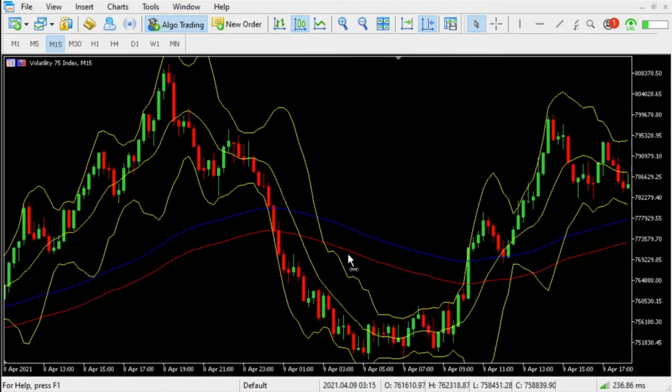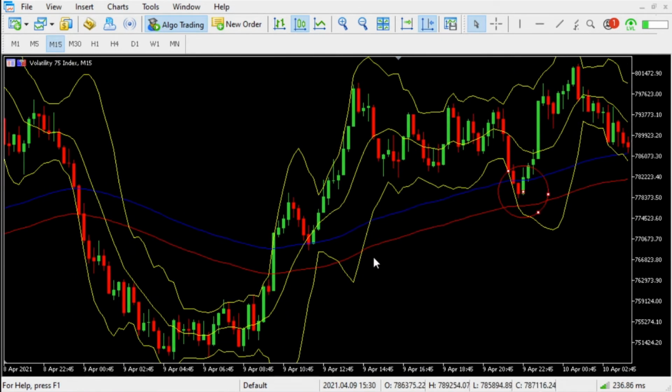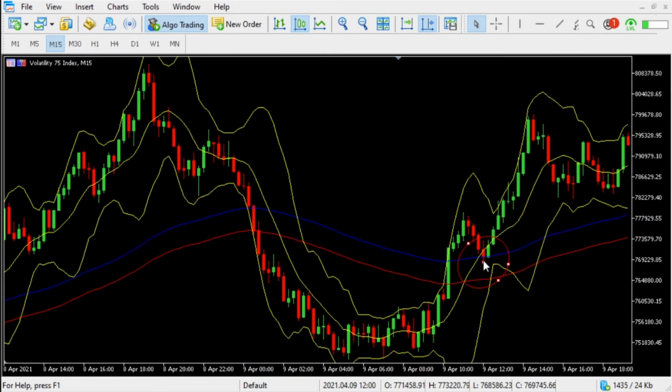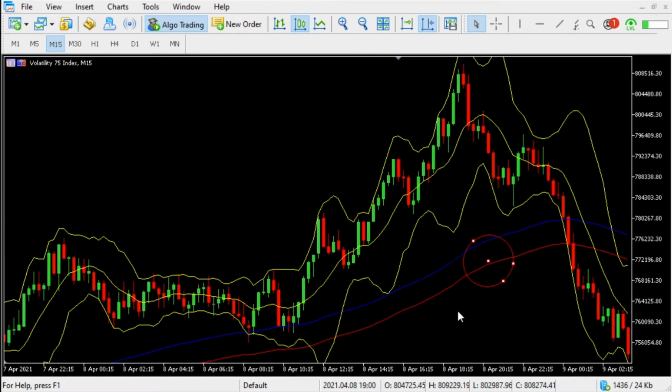So let's see if we can look for another buy. Here is another nice buy opportunity right here. I'll buy on the open of the next candle. See if we can find another buy. Here is one. There is a very nice buy for you to take.